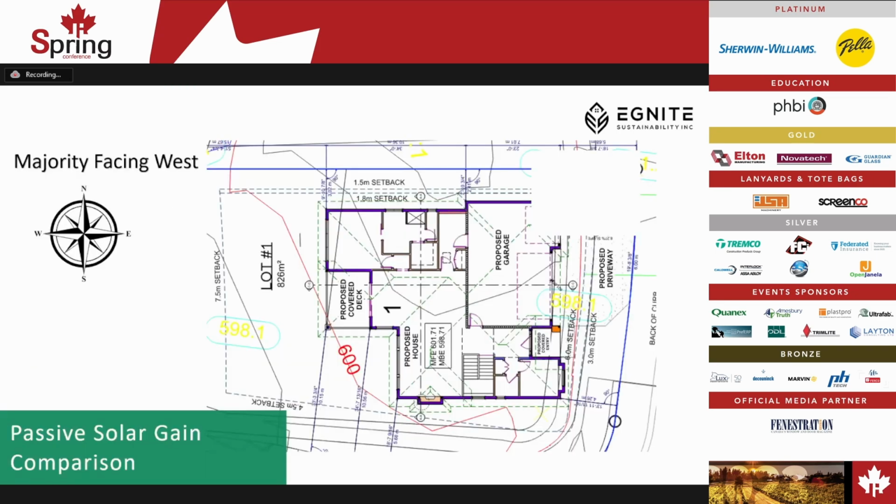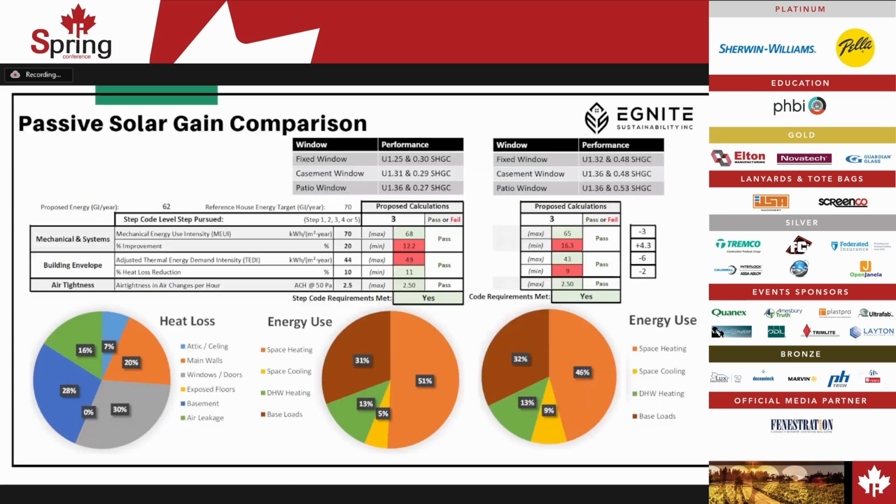So the other thing I wanted to touch on with the same project is comparing passive solar heat gains. I know that's a touchy subject for a lot of people in the room. With what we have here, we've got that same project facing due west with the majority of the windows facing that way, and that same window package with the 0.29 solar heat gain coefficient. And we're comparing it to a project that has around a 0.5 solar heat gain coefficient window.